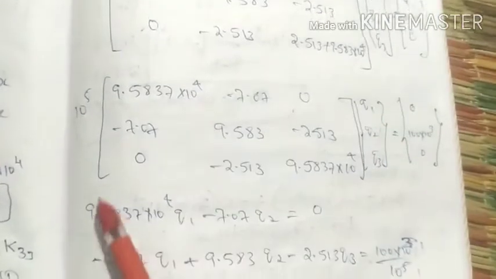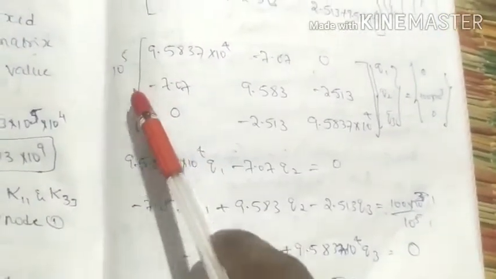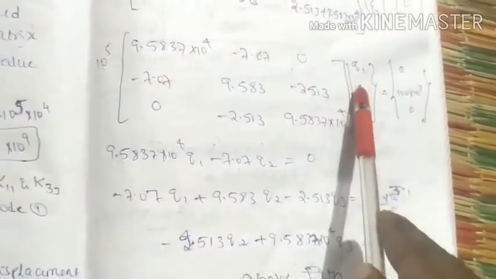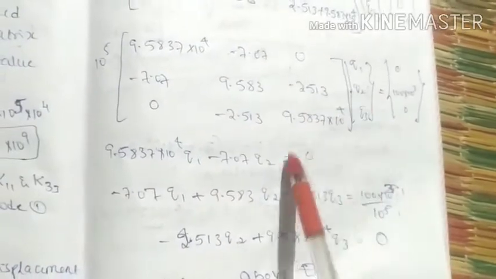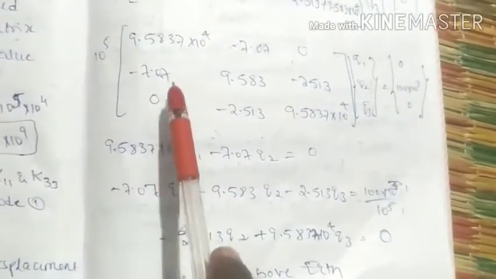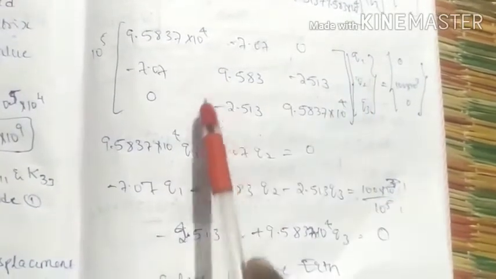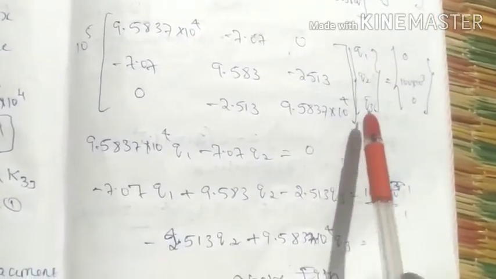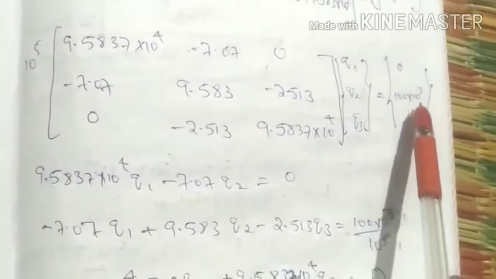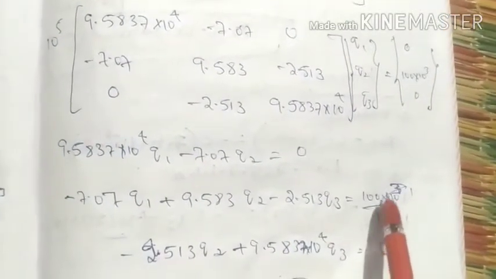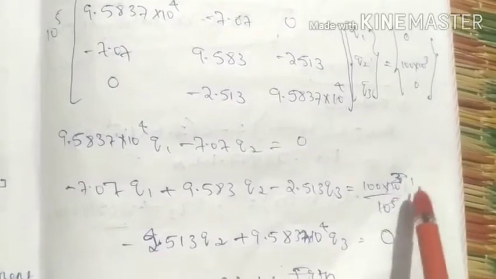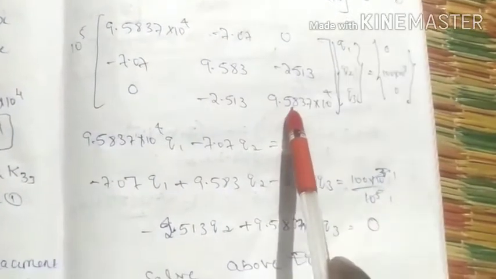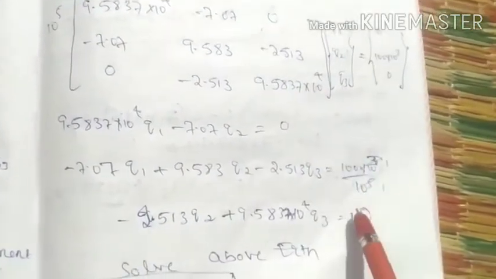Now you can solve this by simultaneous equations. I have shown the simplification. 10 raised to 5 you take on this side, so this into q1 minus 7.07 into q2 equal to 0 by 10 raised to 5, that is 0. Minus 7.07 into q1 plus 9.53 into q2 minus 2.513 into q3 equal to 100 into 10 raised to 3 divided by 10 raised to 5. The 10 raised to 5 cancels, that becomes 1. Similarly 0 minus 2.513 into q2 plus 9.583 into 10 raised to 5 into q3 equal to 0.